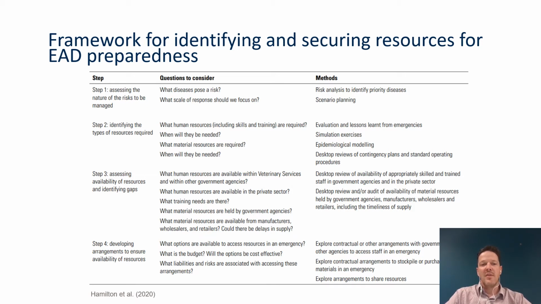So the steps in this process are firstly to assess the nature of the risks to be managed, to identify the types of resources required, to assess the availability of resources and identify gaps in the resource availability, and then develop arrangements to ensure the availability of resources. So the sorts of questions we're dealing with today are around step 2: what sort of resources and skills and training are required.